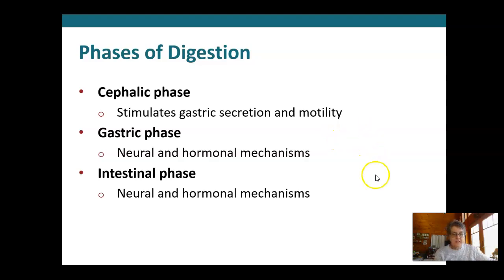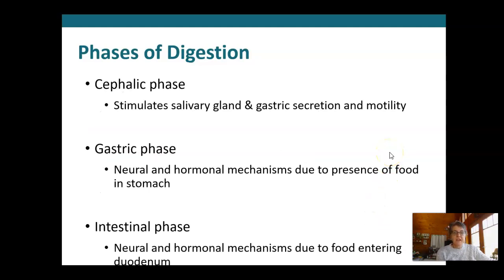When we look at the cephalic phase, it really only has a neural component, not a hormonal component. It involves three different cranial nerves that stimulate saliva production and start getting the stomach ready for its activity.